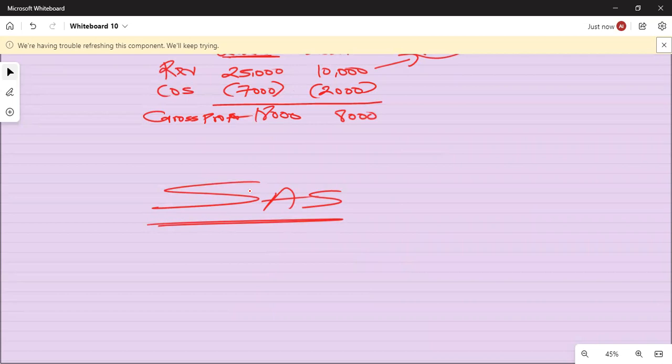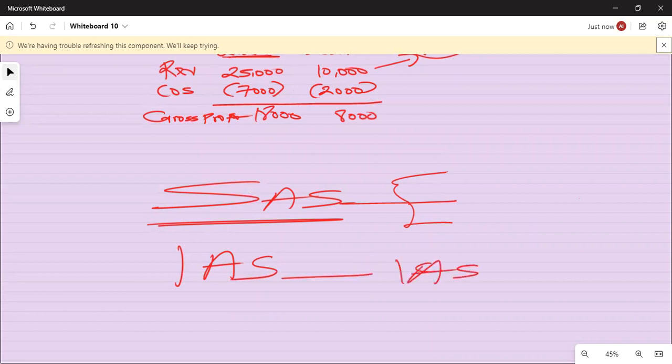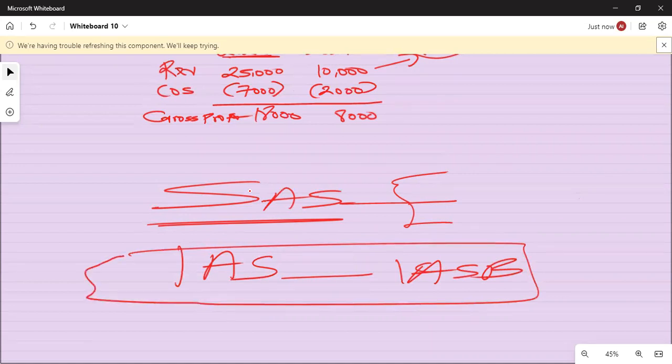Even though three parts of it are still in use, we are now using International Accounting Standards issued by the International Accounting Standards Board. But before Nigeria adopted international accounting standards, we had our own local standard, and we call it SAS, Statement of Accounting Standard.